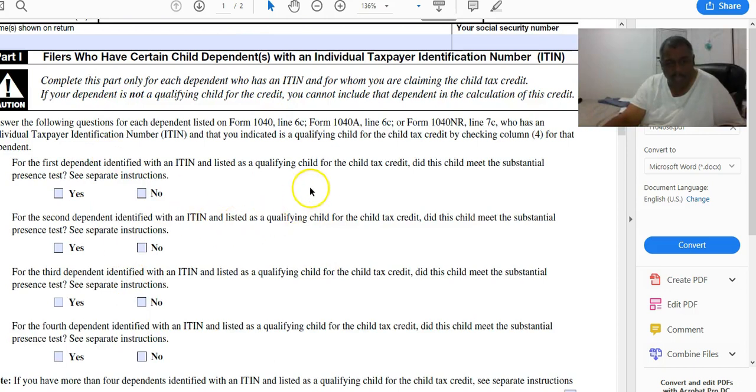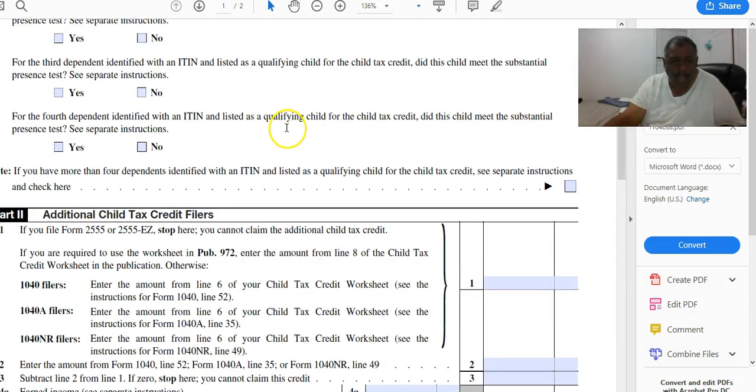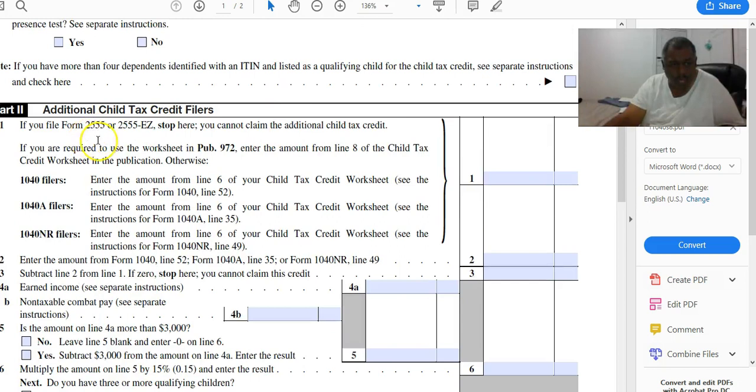And so this first portion doesn't apply to us. These apply to people who have ITINs, which are basically people who don't have social security numbers. So we go down here to part 2 and we put on line 1, enter, and we don't use these instructions. They're outdated. They don't make sense. So we basically use instructions from publication 972. And so if you've got 2 kids, you put down $2,000. You go to line 2.